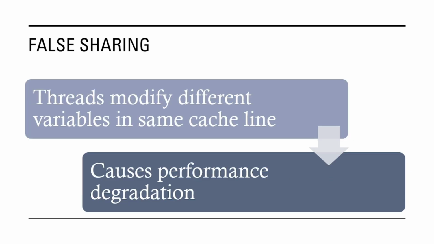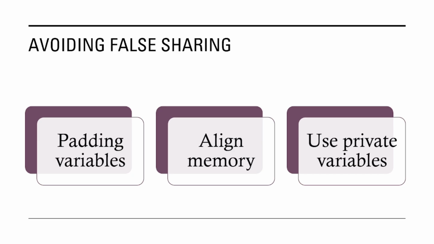So next one is false sharing, and this is mainly when threads modify different variables in the same cache line, and that causes performance degradation. How can we avoid this false sharing? That is by using padding variables, aligning the memory, and using private variables.